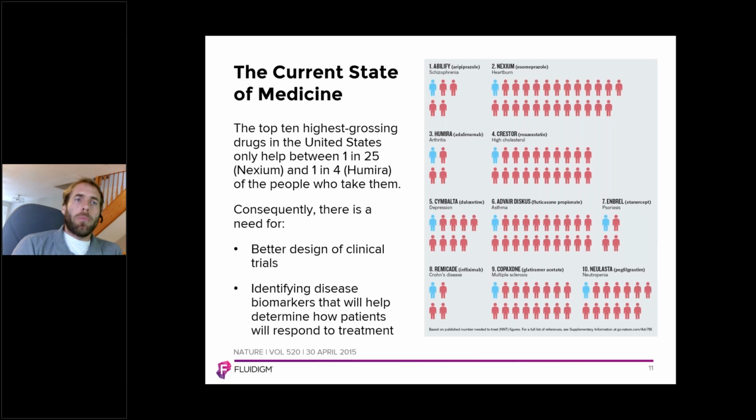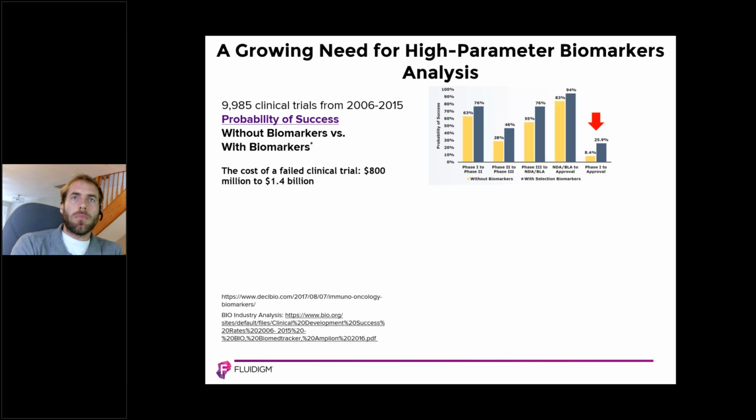Consequently, there's a need for better design of clinical trials and identifying disease biomarkers that will help determine how patients will respond to treatment. And of course, this has been seen through a variety of different ways. For one, over the last few years, there's been almost 10,000 different clinical trials. And the probability of success with a biomarker versus without a biomarker increases by about 20%. And considering the cost of failed clinical trials, anywhere from $800 million to $1.4 billion, this is a big deal.